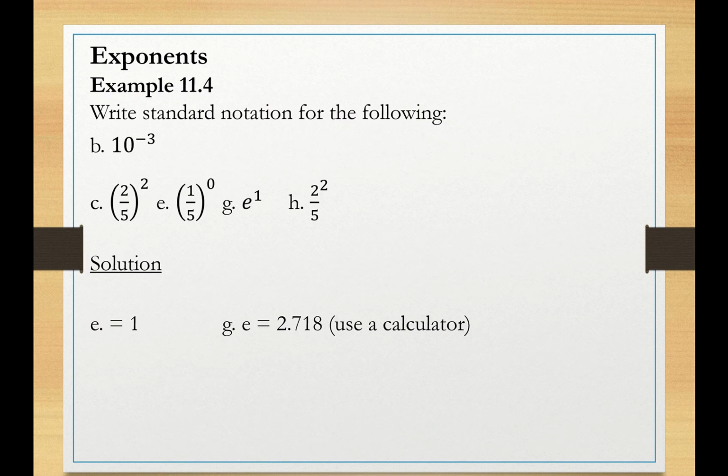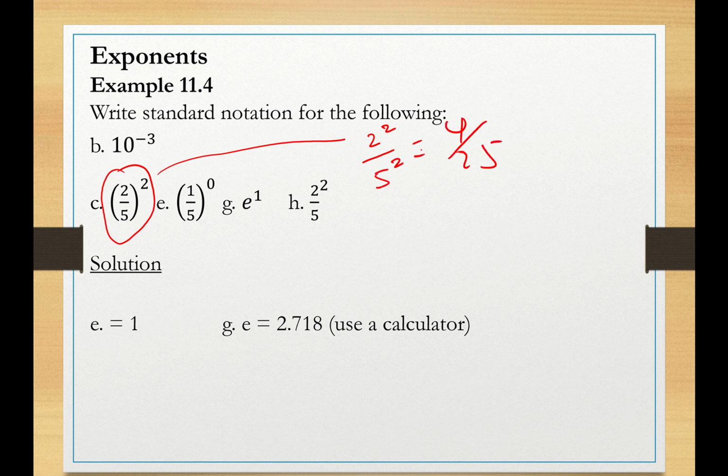So the first one here involves standard notation for the following. Obviously, the point here is to make sure that we understand that this is 2 squared over 5 squared, which is 4 over 25, as compared to 4 over 5 there, right?